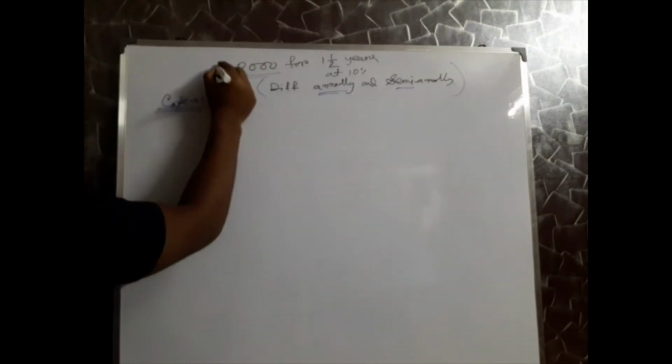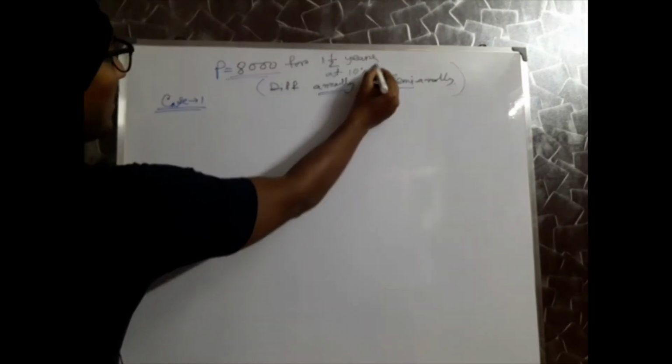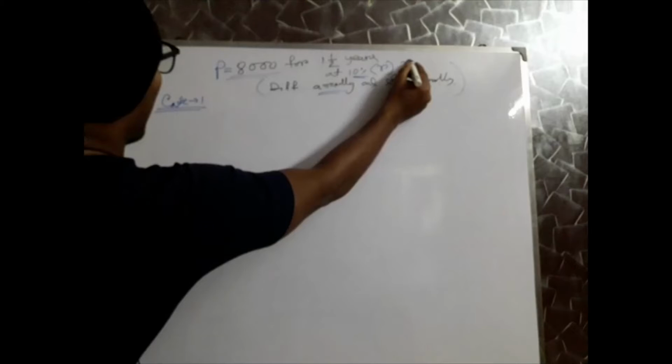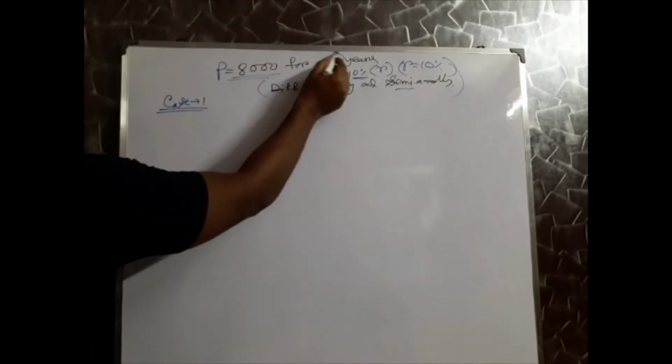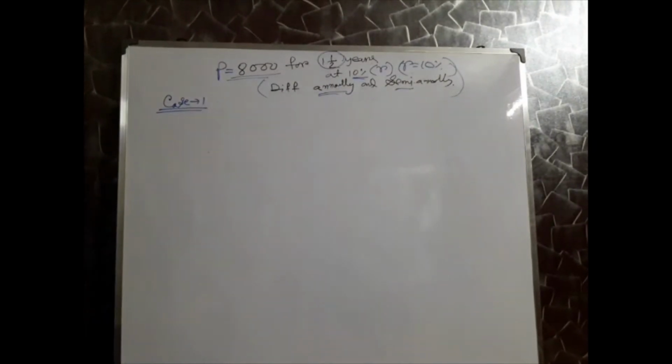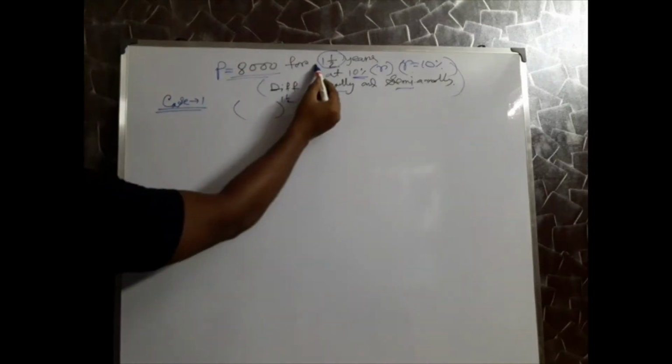Our P here is 8,000. Our R here is 10%. Then our time is 1.5 years. So you cannot write it in the compound interest formula in that way, like 1.5. You can't determine it like that. So what you have to do is very easy. First you have to determine the amount after 1 year, then you should go for the half.